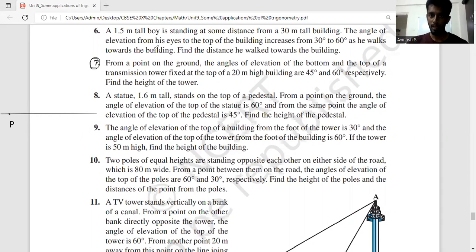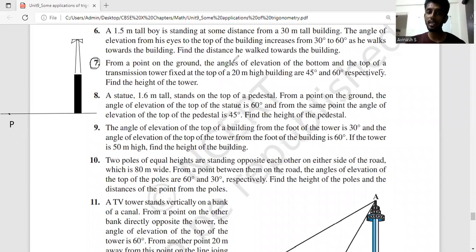From a point on the ground, the angles of elevation of bottom and top of a transmission tower fixed at the top of a 20-meter high building. So what do they mean by this is, there is a building and there is a tower which is fixed above this building, somewhat like this. So this is the tower. So the tower is fixed on top of the building. So we need to understand this. So logically speaking, you cannot build a building above a tower. That is one way of looking at it.